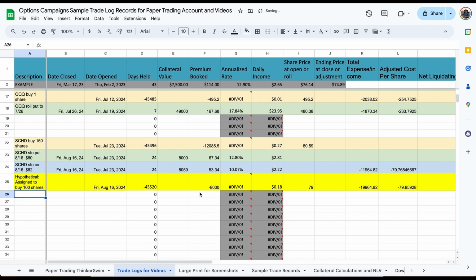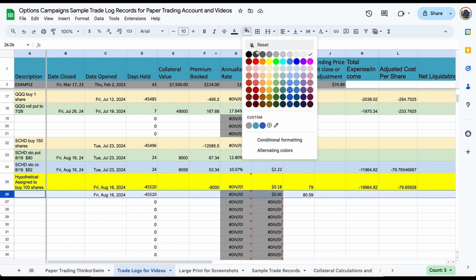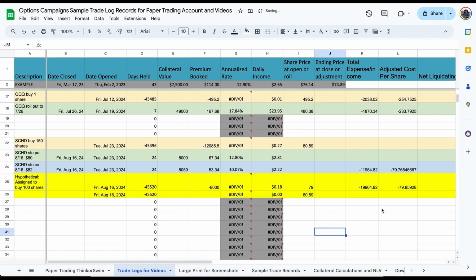Another possible outcome is that the share price stays exactly where it is right now. The share price is $80.59 on August 16th. And if that happens, no shares will change hands, and I will still own 150 shares, and I'll be exactly where I am right now.